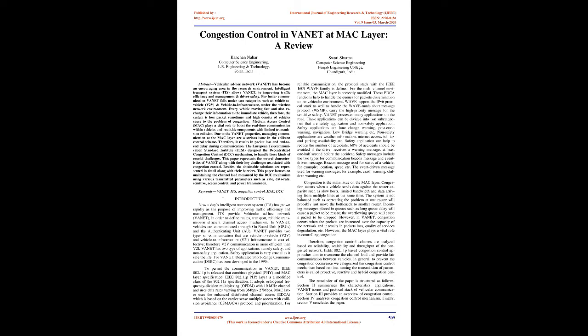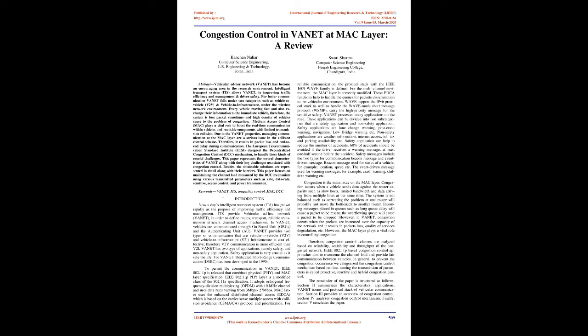VANET possesses many applications on the road. These applications can be divided into two subcategories that are safety application and non-safety application. Safety applications are lane change warning, post-crash warning, navigation, low bridge warning, etc. Non-safety applications are weather information, internet access, toll tax, and parking availability, etc. Safety application can help to reduce the number of accidents. 60% of accidents could be avoided if the driver receives a warning message at least half a second before the accident.